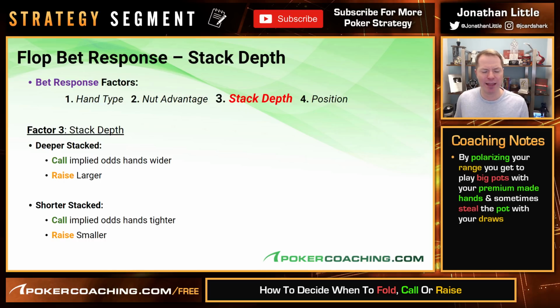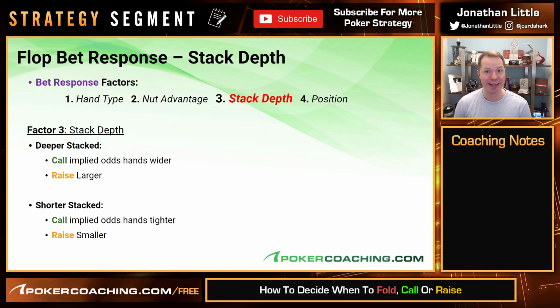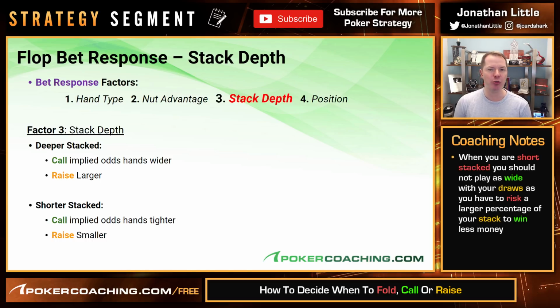If you compare this to when you are shallower stacked, you should call these implied odds hands a little bit less often, because if you do happen to get lucky and make a backdoor flush, you're not going to win all that much money because you don't have all that much money in front of you. And when you do raise, you're usually also going to raise smaller because you don't need to raise big to build a pot, because you can only win so much money playing shallow stacked.